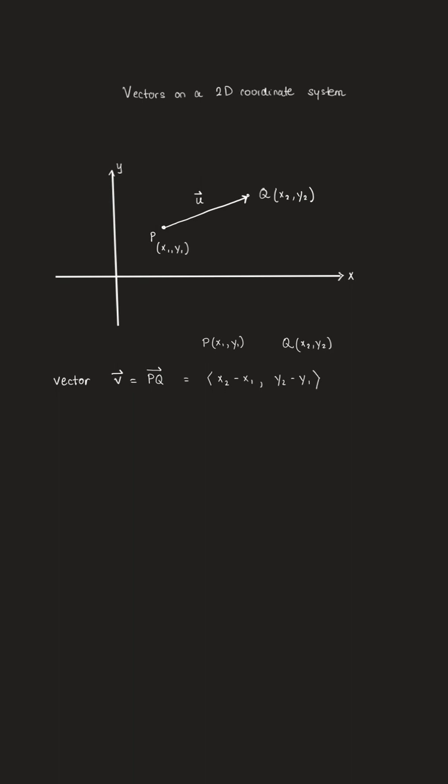Now, let me say a few things about this. We have created a vector. The notation that we use, these brackets, is vector notation. And each component here represents, this is the x component of the vector. This is the y component of the vector.